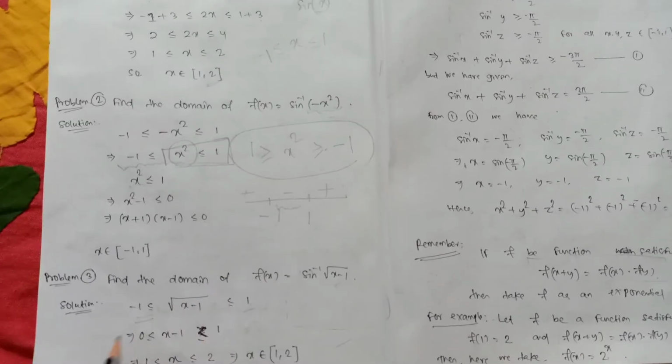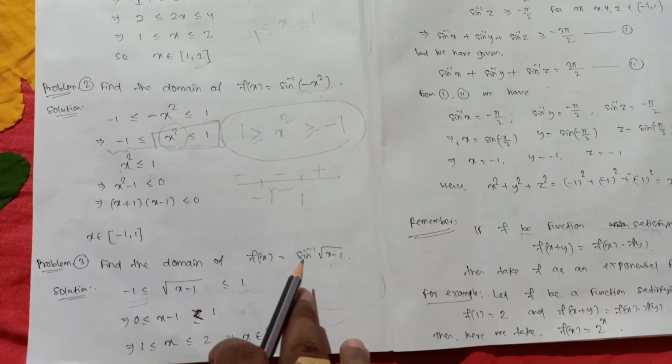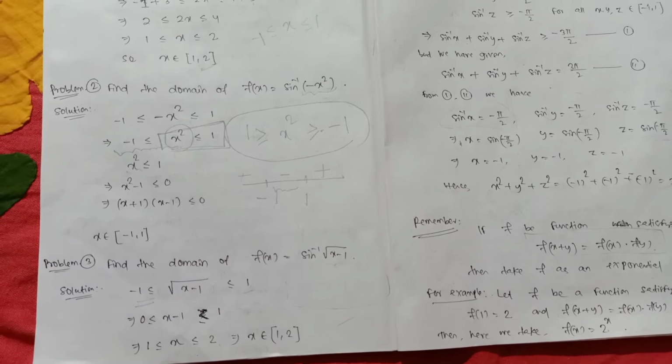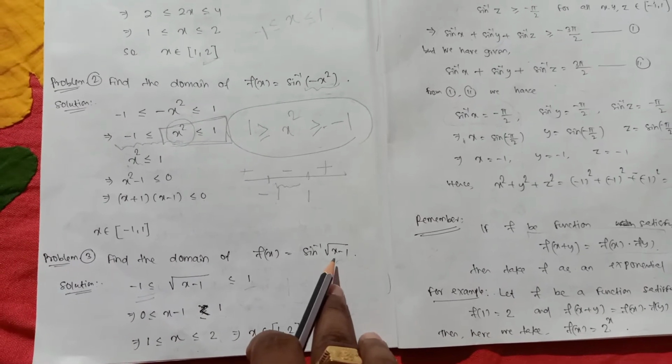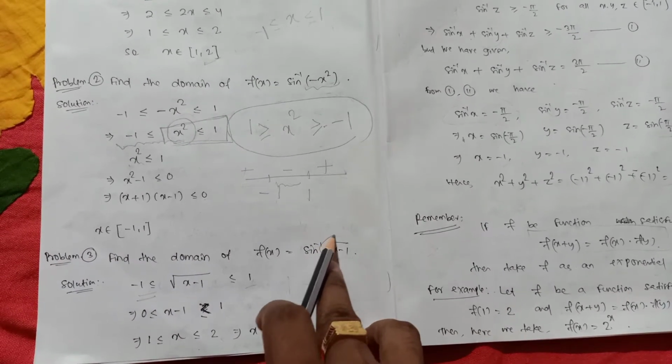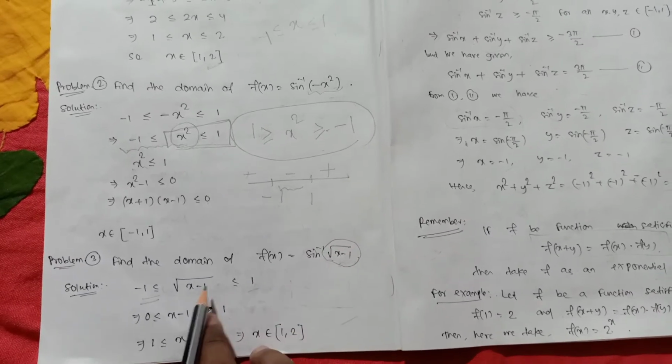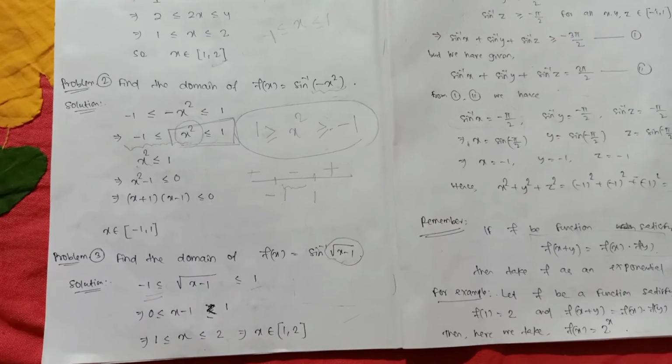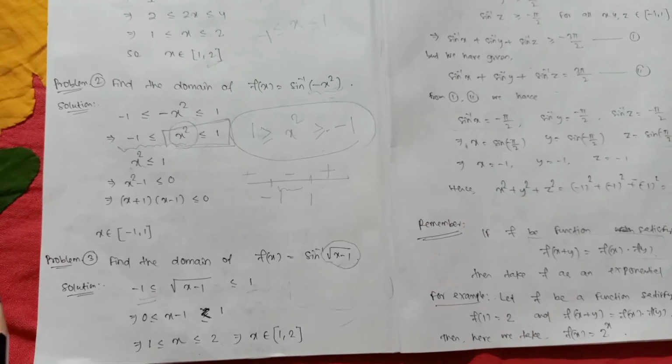Now come to the next problem. Find the domain of this function, sin inverse of root under x minus 1. As it is, this term must be greater than or equal to minus 1 and less than or equal to 1. Now, squaring each term, what do you get? You never make such mistakes.